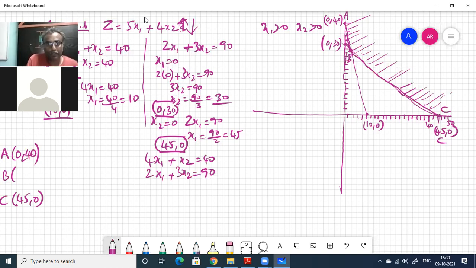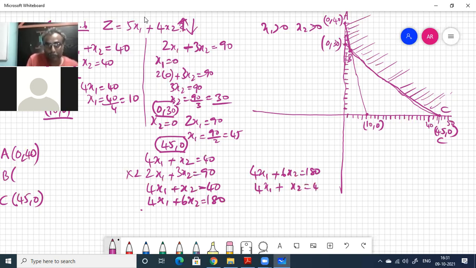What to do? Multiply this by 2. So 4x1 plus x2 is equal to 40. Multiply the other by 2: 4x1 plus 6x2 is equal to 180. 4x1 plus x2 is equal to 40. Now you subtract. 4x1 will go off. 5x2 will remain. 140 it will be. So x2 is equal to 140 by 5.